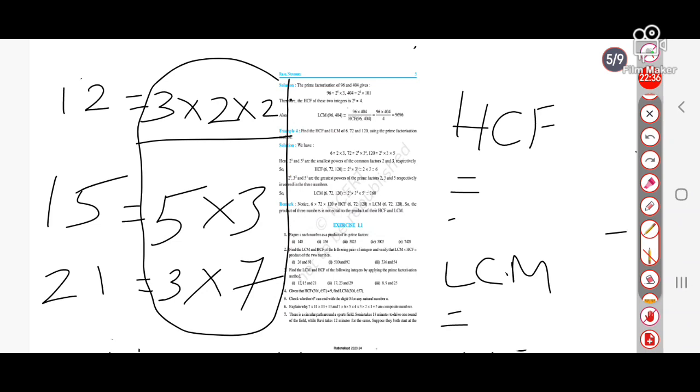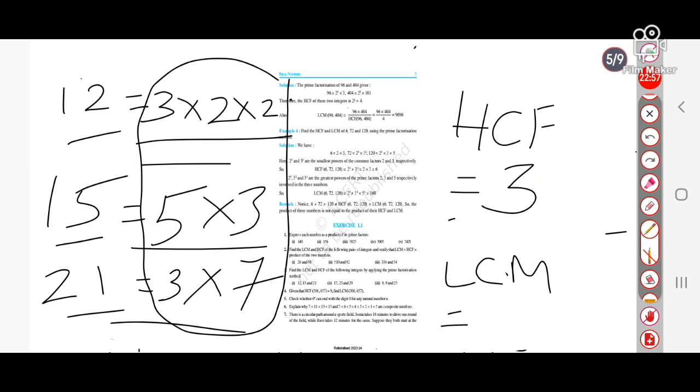What is the common number in all these three sets? What is the common number we have? 3. So that will be the HCF, highest common factor. The name itself suggests common factor. So 3 is common in all these three multiplied numbers. So our HCF for 12, 15, 21 will be 3.